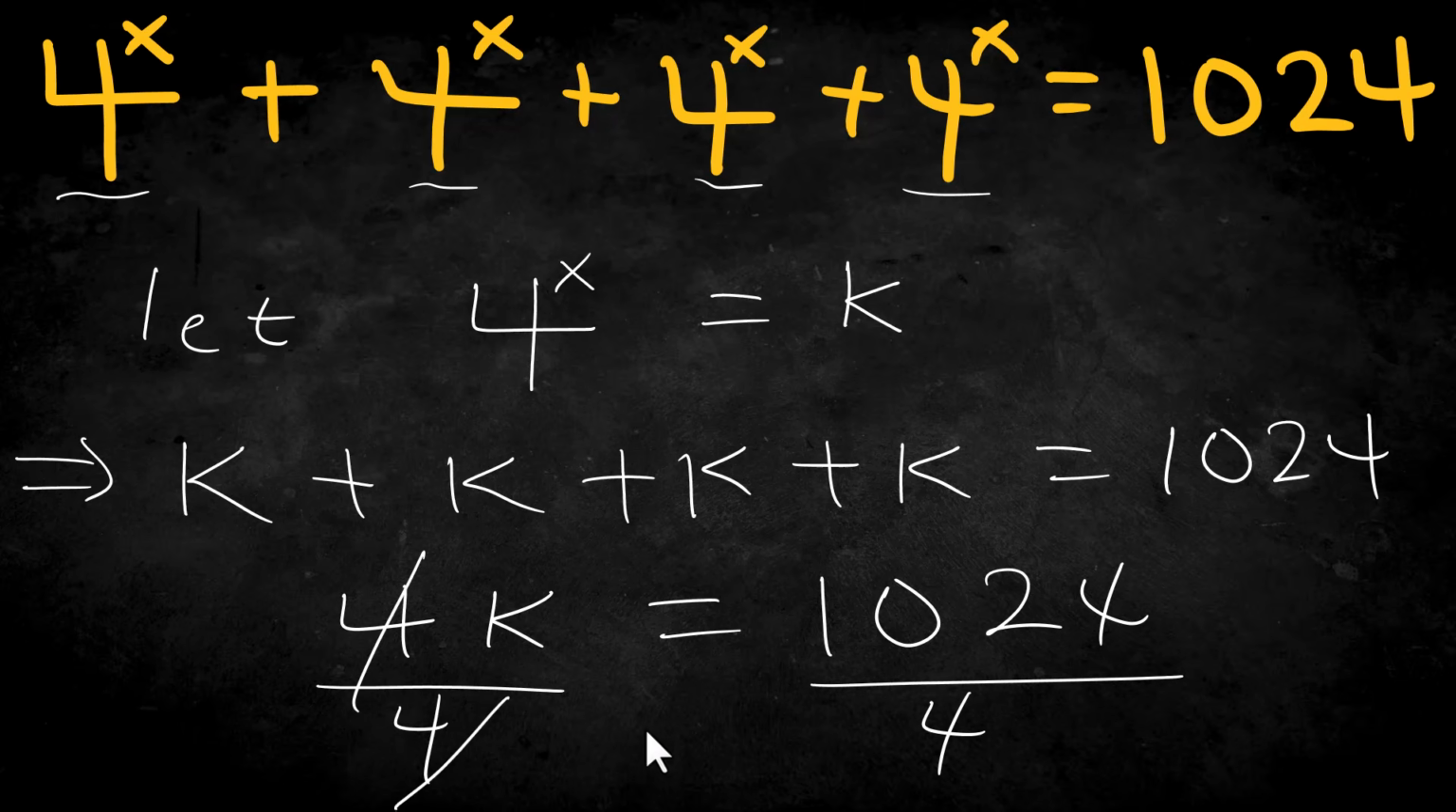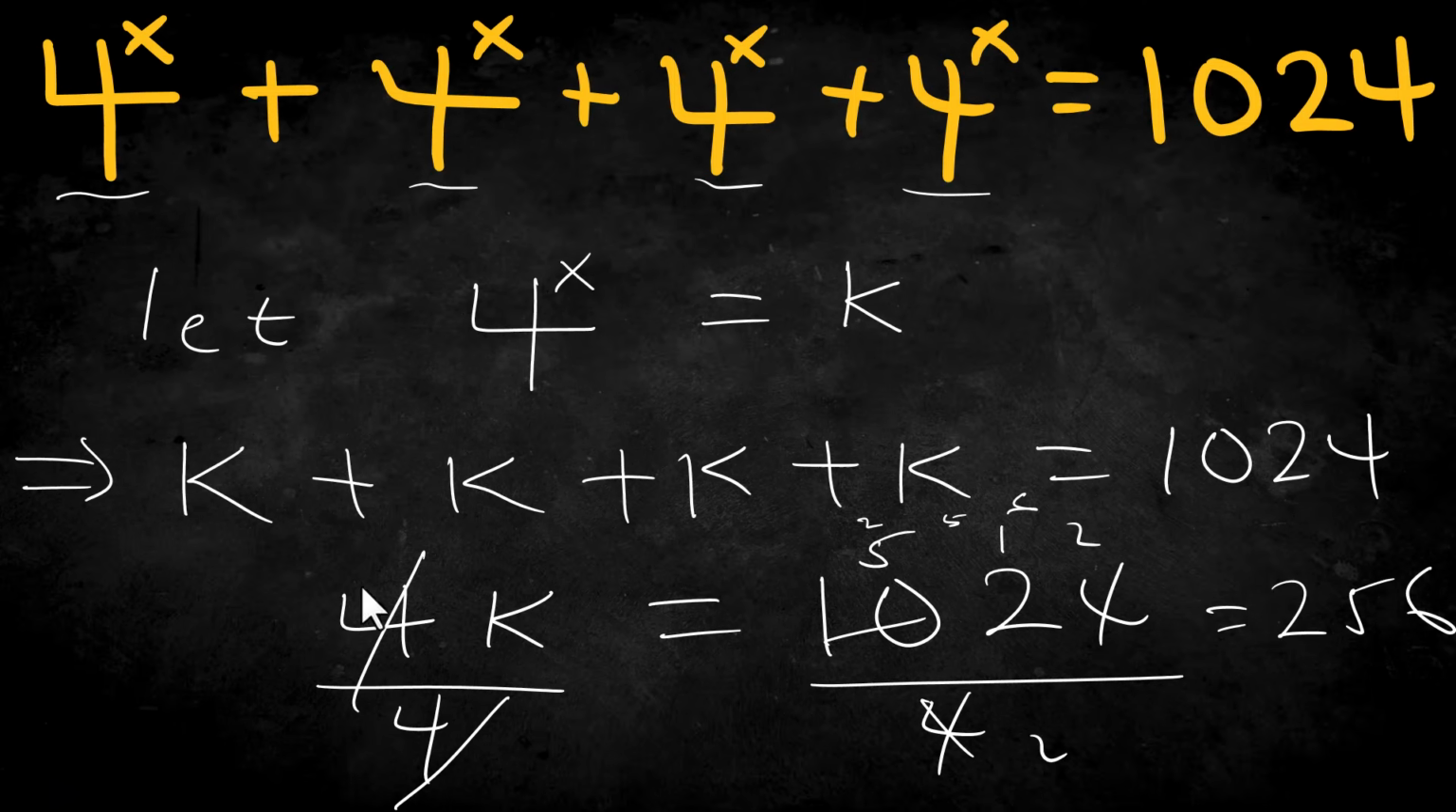That will make this side 1024 divided by 4. So 2 here, 2 here, 5, 1, 2. So 2 here, 2, so it's 11, 2, 5, 10, 2, 6. So 256. So we have k as 256.